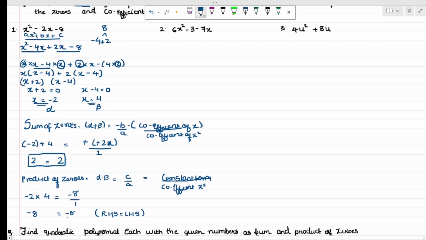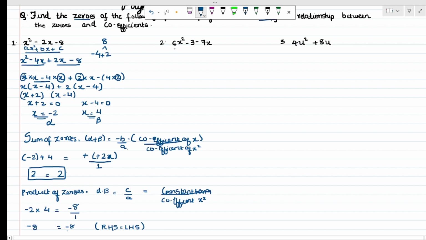Moving on to the next question. In this question, you can see that this is not in the general formula's order. This is x square, this is x, and this is the constant term. So the first step should be to arrange them in your general formula method. What is your general formula? Ax square plus bx plus c. That means you will arrange them as 6x square minus 7x minus 3.